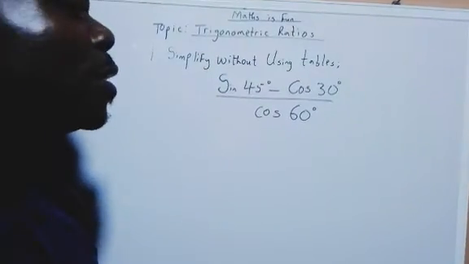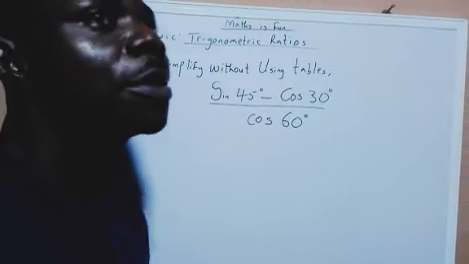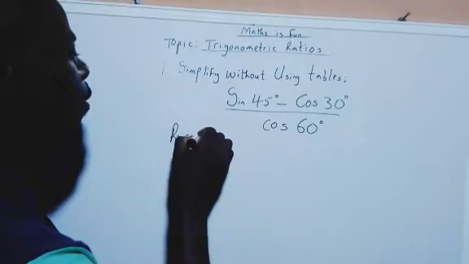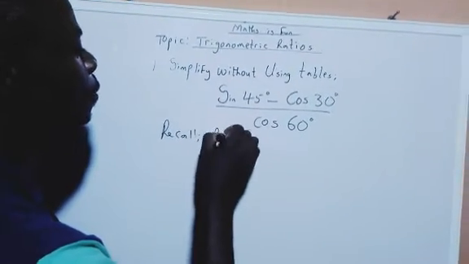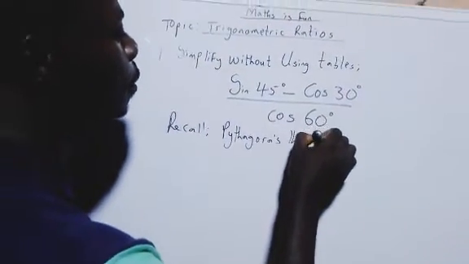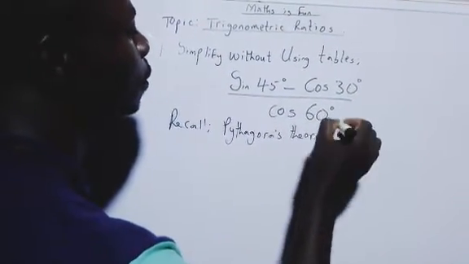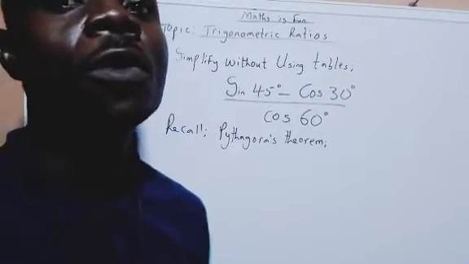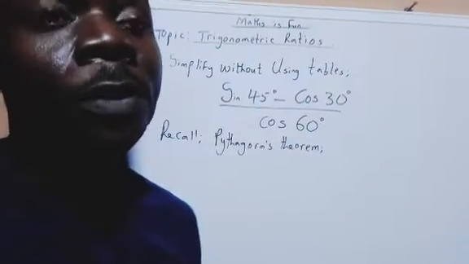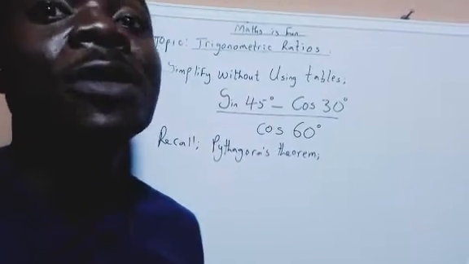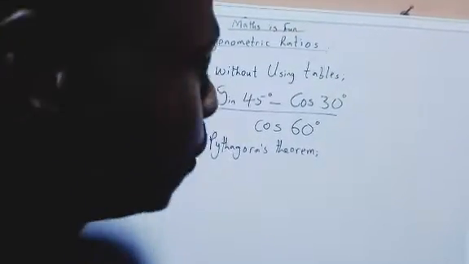Now before we look at this, we have to recall Pythagoras theorem, which states that the square of the longest side of a right angle triangle is equal to the sum of the squares of the two opposite sides. What is this trying to talk about?